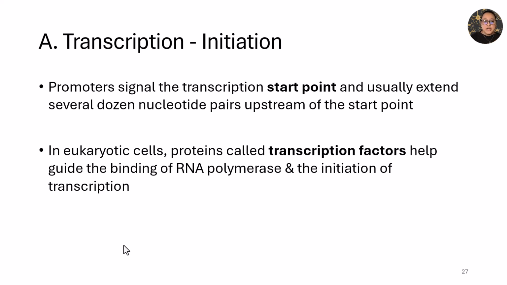And so in eukaryotic cells, there are other things that help RNA polymerase. In eukaryotic cells, there are proteins called transcription factors that help guide the binding of RNA polymerase and help initiate transcription.